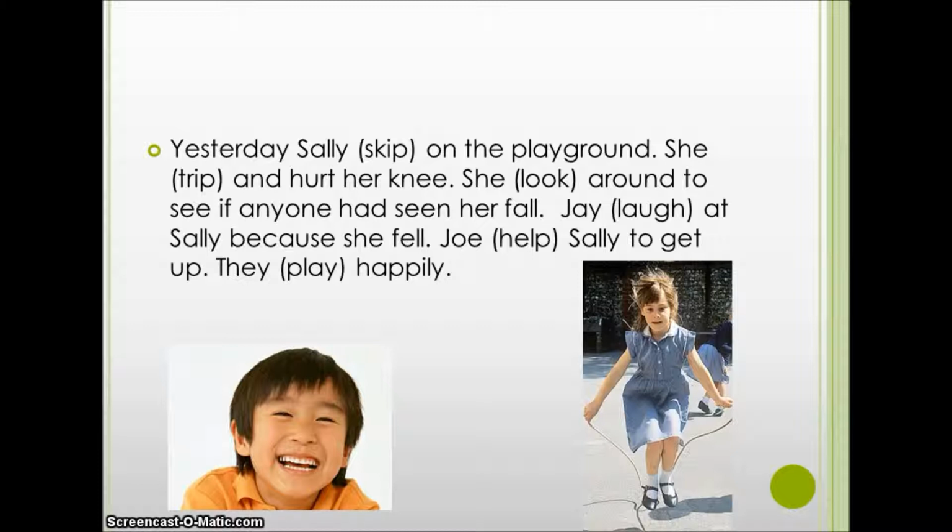So, yesterday Sally skip. We know that that's wrong, but how do we change it? Yes, yesterday Sally skipped on the playground. She trip? No, that doesn't sound right, does it? So if it's in the past tense, what do we add again? An ed. Okay, so yesterday Sally tripped. As a matter of interest, trip is a bit of a difficult word because we actually add a P plus an ed. But we will discuss that more tomorrow. Let's carry on. So, she tripped and hurt her knee.